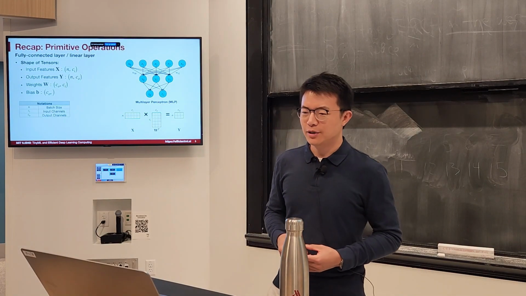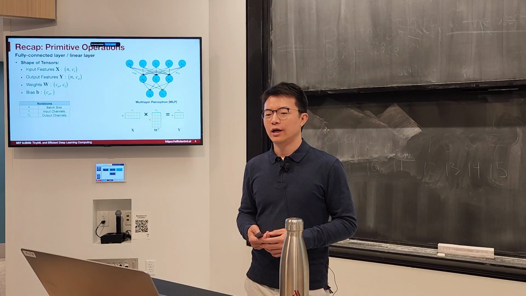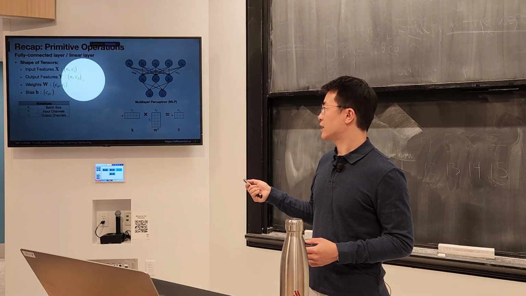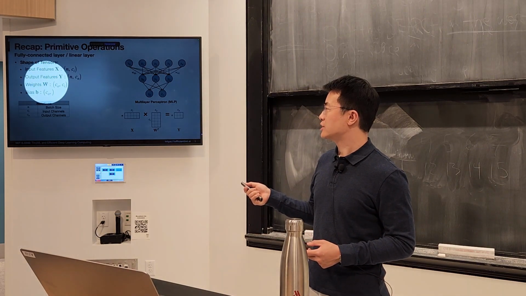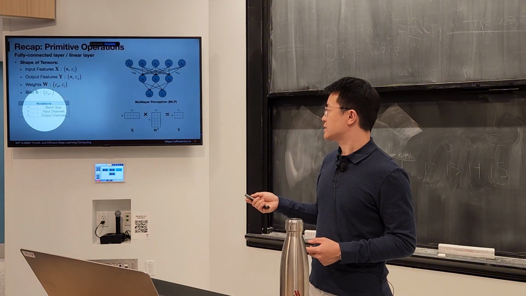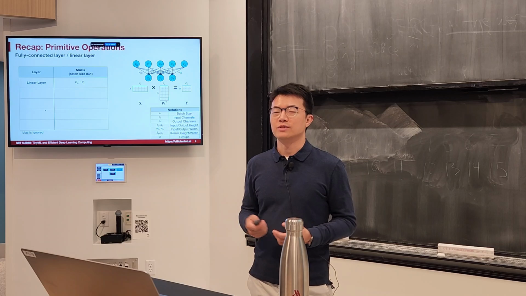First, let's recap the primitive operations, like the fully connected layer. The input feature has dimension cin, n is the batch size, and cout is the dimension of the output feature. The weight is cin times cout, and there's also a bias. The number of MACs is just cin times cout.